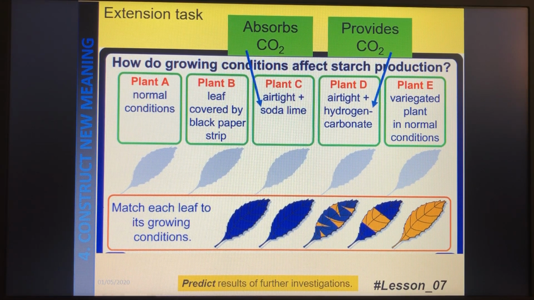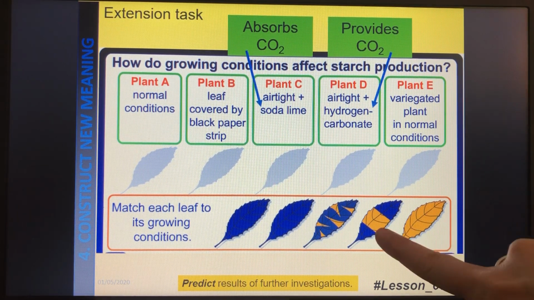So plant A, normal conditions. Normal conditions means photosynthesizing, which means storage of starch. So A could be this first one here. Plant covered by black paper strip. I think that definitely looks like this one here.